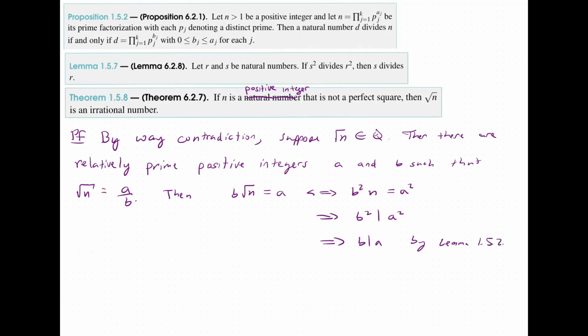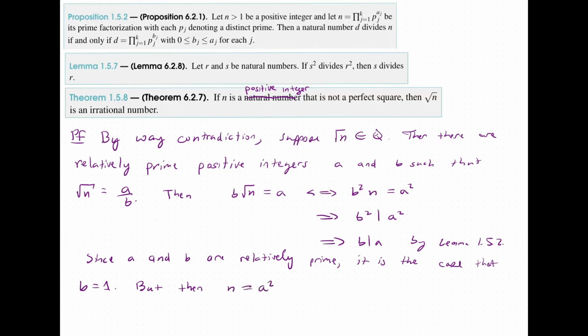And now b divides a, but we know that a and b are relatively prime. Since a and b are relatively prime, it is the case that b must be 1. But then, if b is equal to 1, we get that n is equal to a squared.